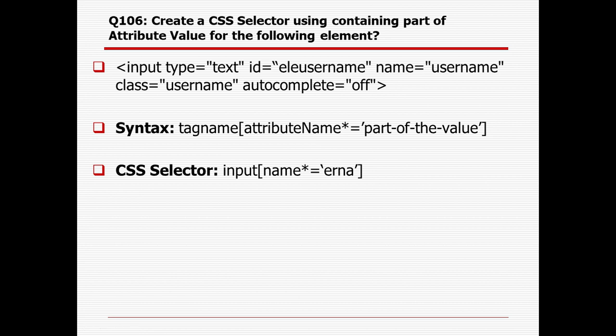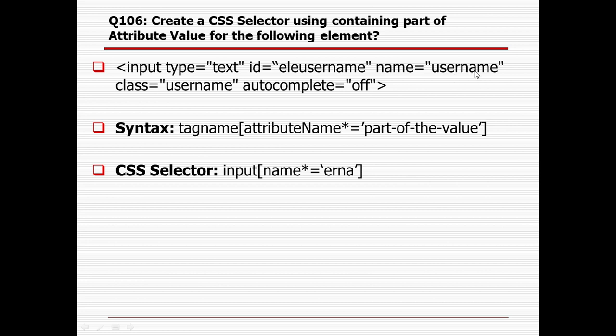How can we create a CSS selector using the containing part of the attribute value? The syntax is the tag name, then the attribute name, star equal to sign, which is the contains operator, and then any part of the value. Suppose the attribute is name, username.